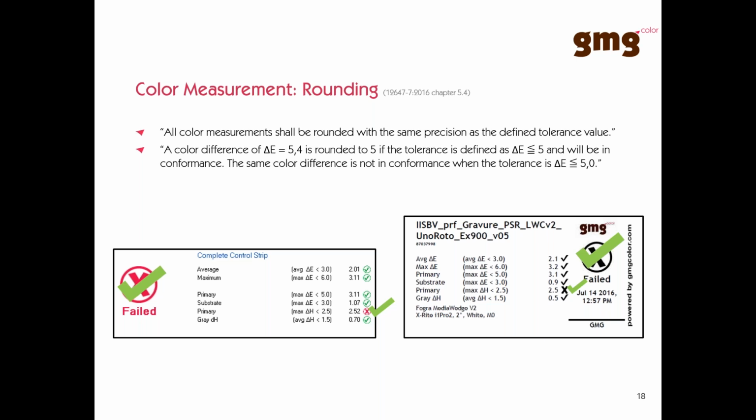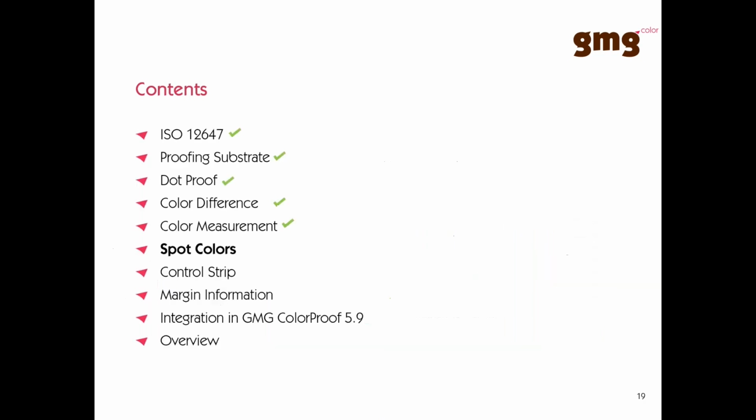An example, a delta E value of 5.49 was rounded to 5 and was in tolerance in the past, although it is nearly half a delta E off. Now this value is out of tolerance as the tolerance itself is defined with 1 decimal as 5.0. This means we get a higher occurrence and standardization.